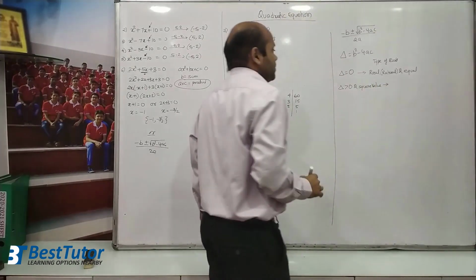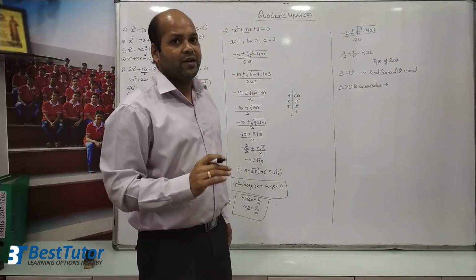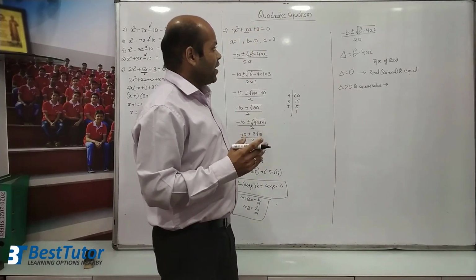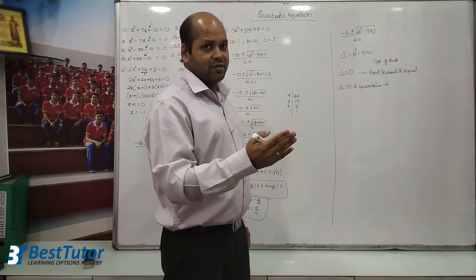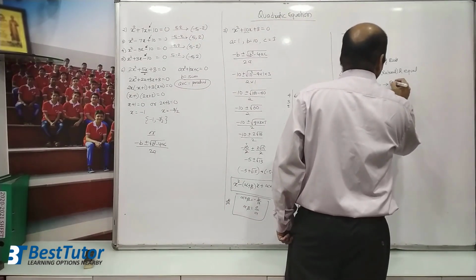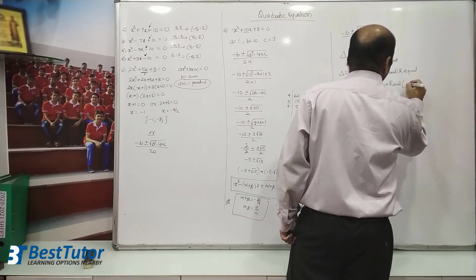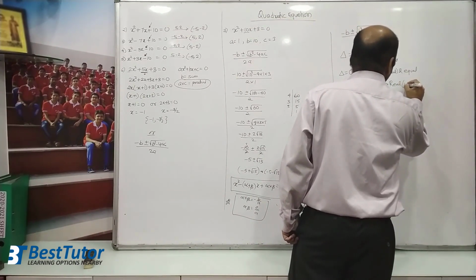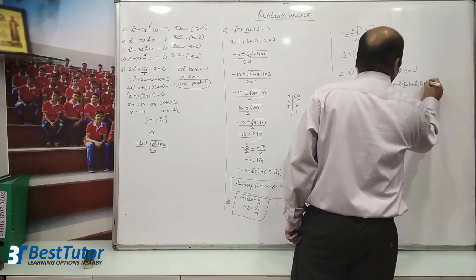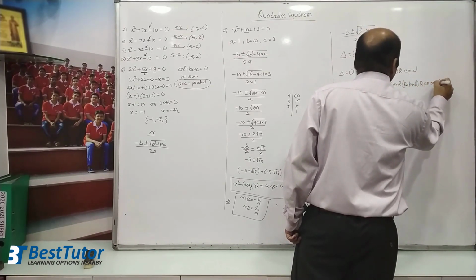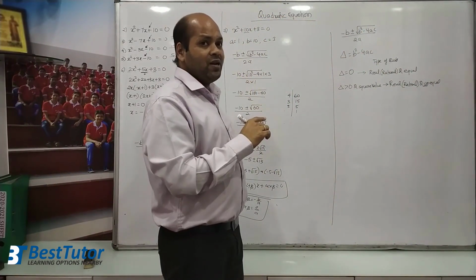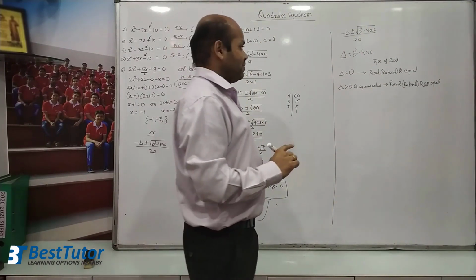And a square value. Let's say b square minus 4ac is 100. What is the square root of 100? 10. So what will I get? Minus b plus or minus 10. What do I get? Real roots. We call it real rational roots. And they are unequal. What is the difference here? They are unequal because one value is with the plus sign, one value with the negative sign.